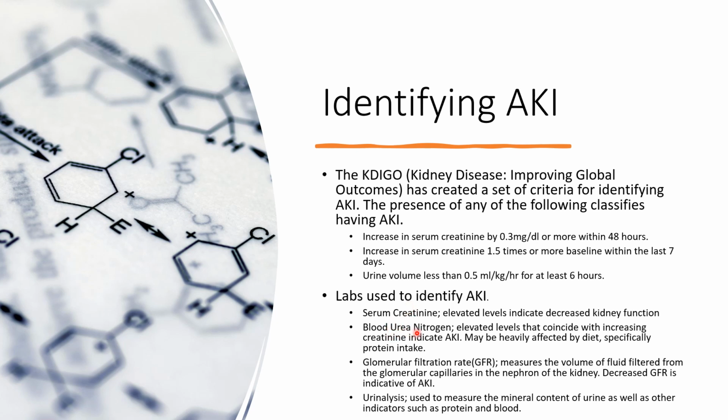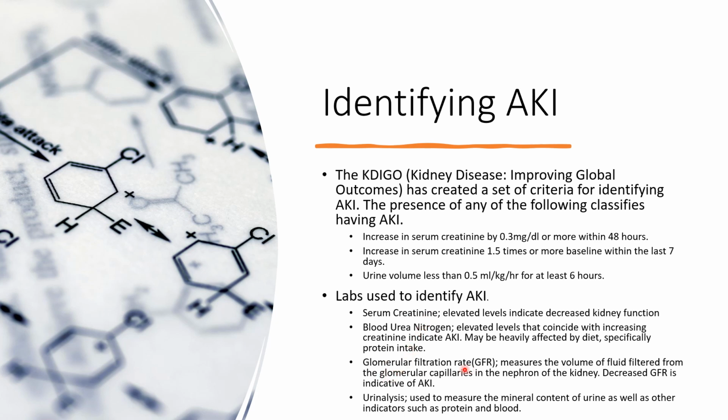Then you have blood urea nitrogen. Elevated levels that coincide with increasing creatinine indicate AKI. This one, however, can be heavily affected by diet, specifically protein intake, so it's not as accurate. The BUN and creatinine are actually used in a ratio which is 5 to 20. So 5 blood urea nitrogen to every 20 creatinine is normal.